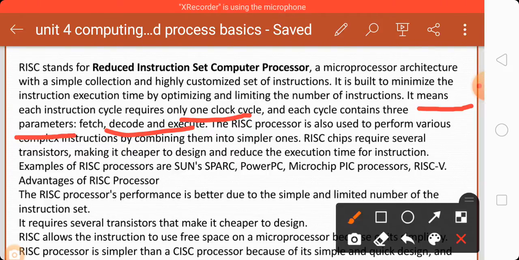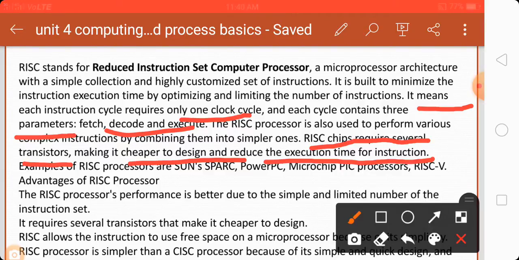RISC chips require several transistors. This is also an important point. RISC chips require several transistors to make them cheaper to design and to reduce the execution time of instructions. That is another important point about the RISC processor. That's why this architecture is a very cheap architecture, and it reduces the execution time for instructions.